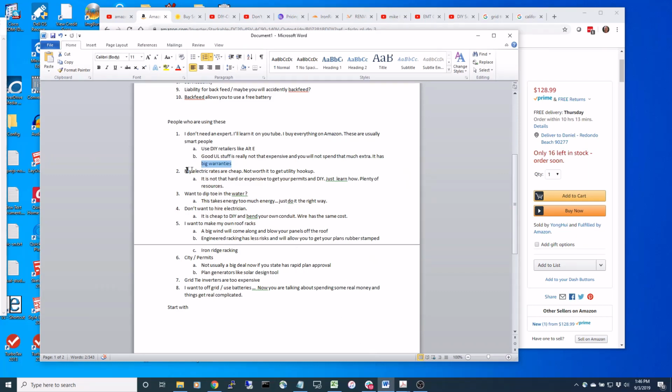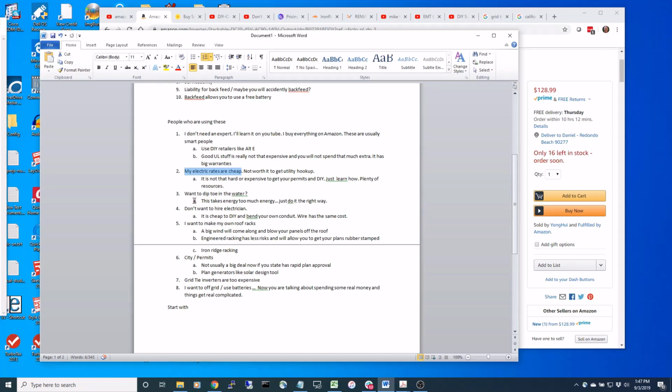Some people are saying, my electric rates are pretty cheap, so it's not worth it to do the utility hookup. But I really think you ought to consider doing the utility hookup, because it's almost free to do it. I believe the NEC inspection and everything is a worthwhile thing, for safety. So if you're going to do it permitted, it's better to just go ahead and do the hookup.